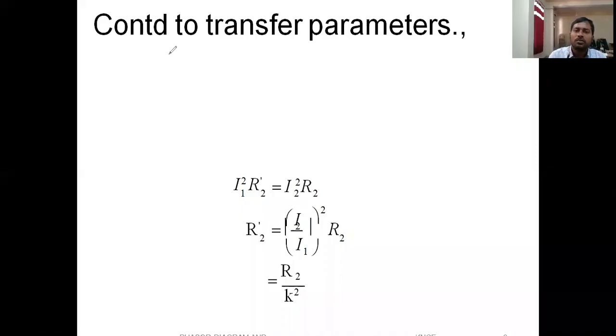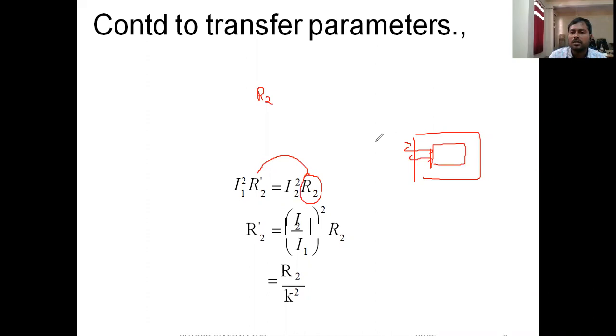Now let us discuss the condition to transfer the resistance or reactance either from primary to secondary or from secondary to primary. First of all, if you want to transfer the secondary resistance to the primary, for example R2, this is the transformer which I am taking. This is the primary and secondary. This is having R2 and this is having R1, and this is LV and this is HV, or the other way round, whatever it may be.